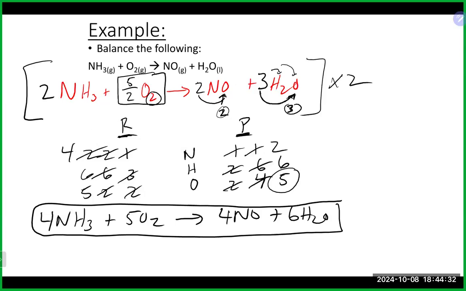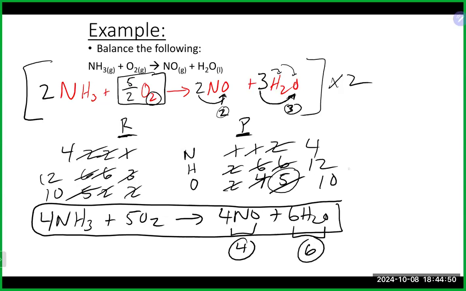Got 4 nitrogens on the left and 4 on the right. I got 4 times 3, which is 12 hydrogens on the left. 6 times 2 is 12 on the right. I have 5 times 2 is 10 oxygens. And here we have 4 oxygens. And in here we have 6 oxygens, which is 10. So we are balanced in this case. Any questions on that one there?